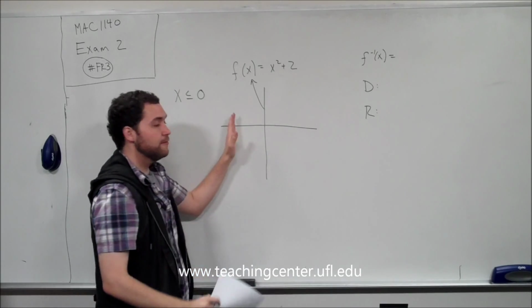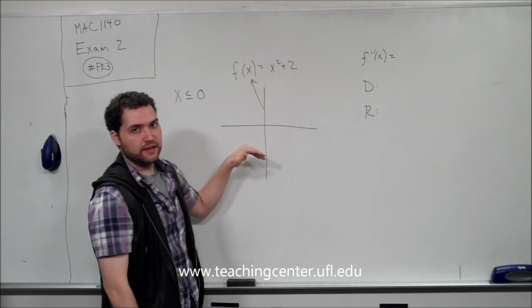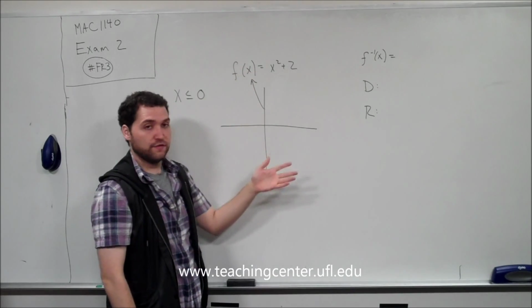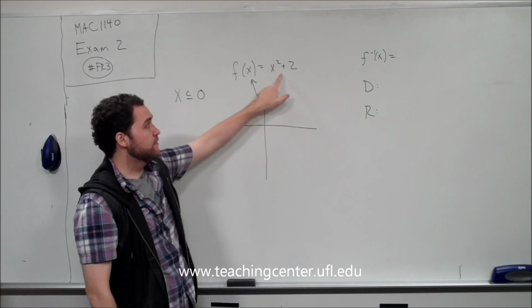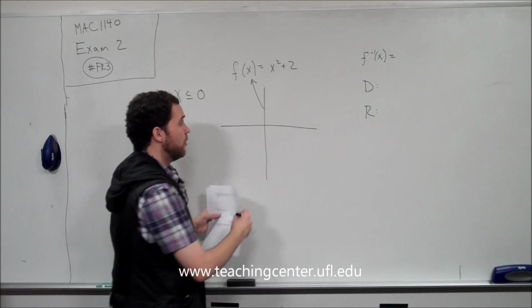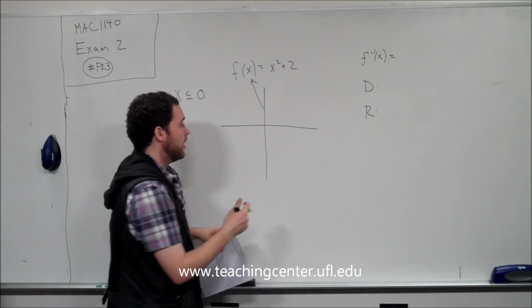And now we can see that it still passes the vertical line test, so it's still a function, but it also passes the horizontal line test, so therefore it's going to be an inverse function, or it's invertible. So now we want to take the inverse of this function. So how do we take the inverse? Well, we just switch the x's and y's, and we try to solve back for y.